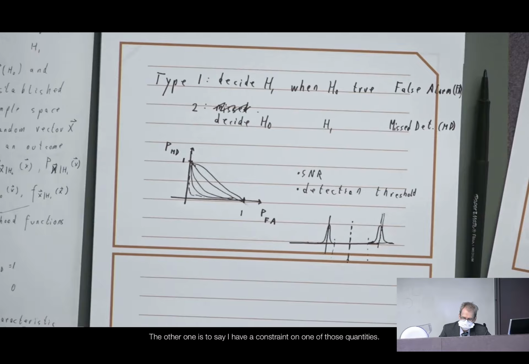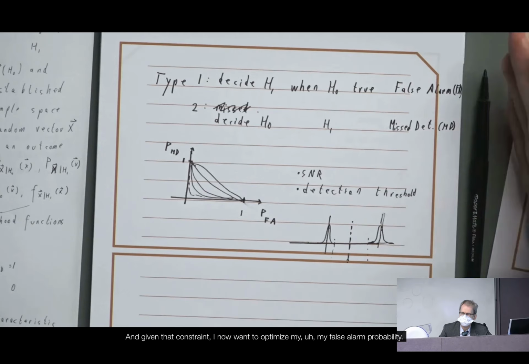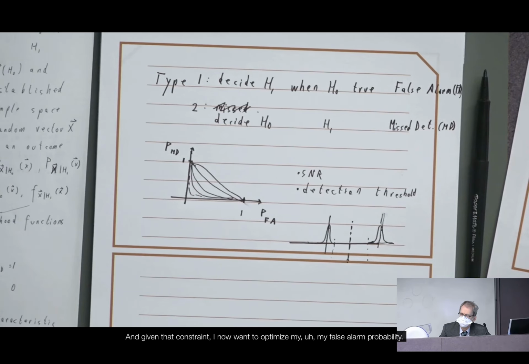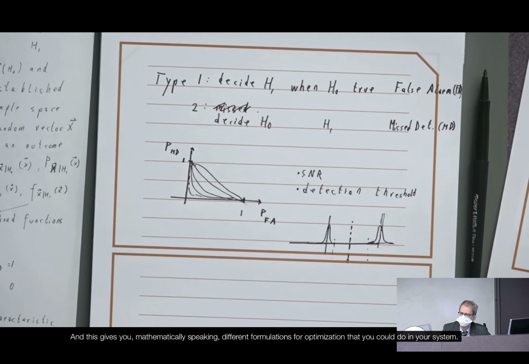The other one is to say I have a constraint on one of those quantities. Let's say I have a constraint on my misdetection probability of 10 to the power of minus 3, and given that constraint, I now want to optimize my false alarm probability. And this gives you, mathematically speaking, different formulations for optimization that you could do in your system.